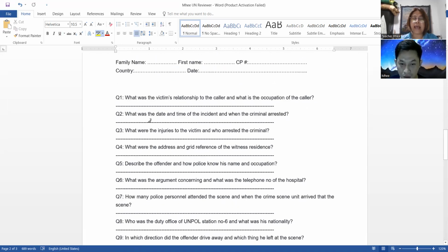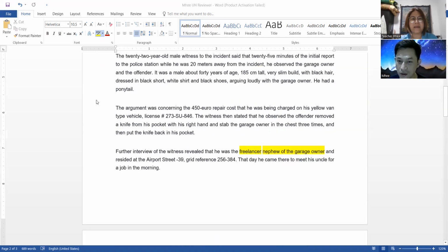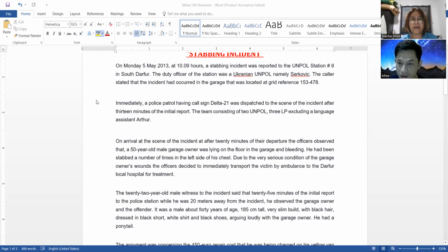Next, what was the date and time of the incident and when was the criminal arrested? So was he arrested? I think this article doesn't mention it. Yes, the caller did not mention the suspect being caught or arrested.